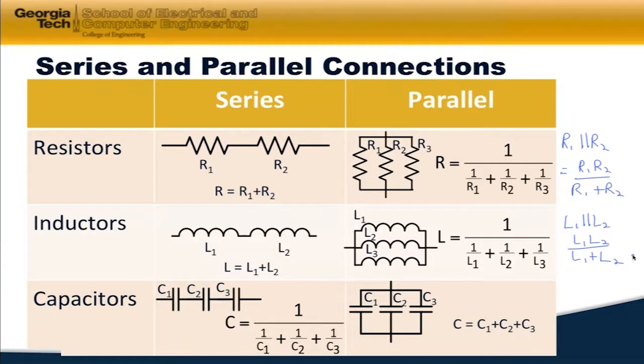Now, capacitors are a little bit different. They operate in a different way. The series capacitors has the same equation that we used before when we were looking at parallel resistors and parallel inductors. So capacitors in series, you use this relationship. Capacitors in parallel are easier. The equivalent capacitance between this point and this point is just the sum of the individual capacitances.